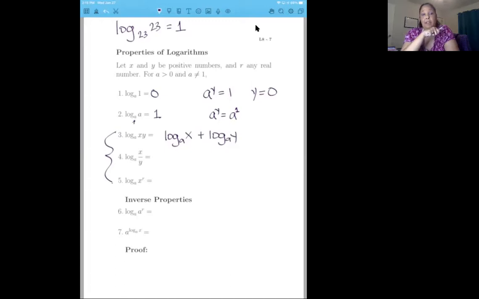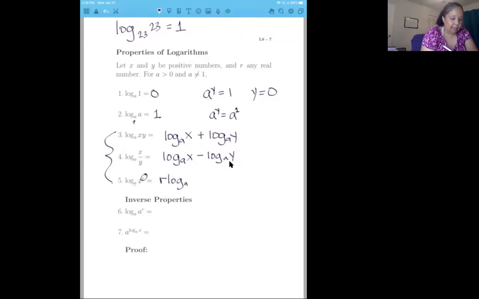Now, if you have log base a of x over y, then you can write them as a difference: log base a of x minus log base a of y. The one in the denominator is the one that you subtract. If I have log base a of x to the r, I can bring this exponent out in front. Right? If I have log base a of x to the r, then I can bring that r out in front.